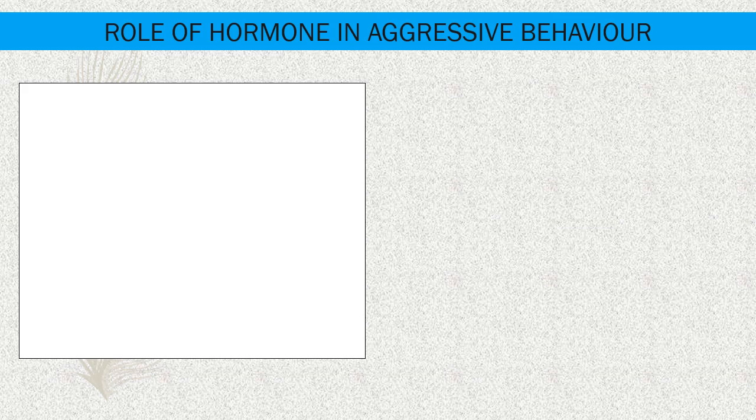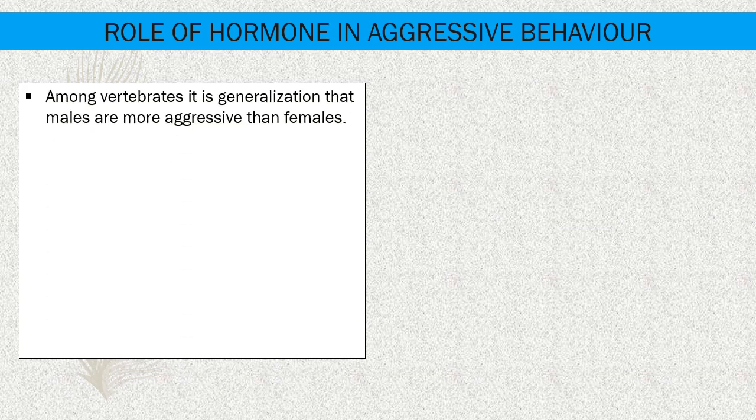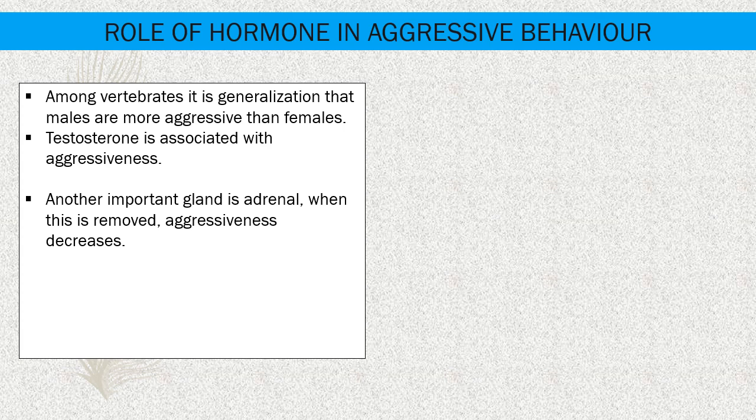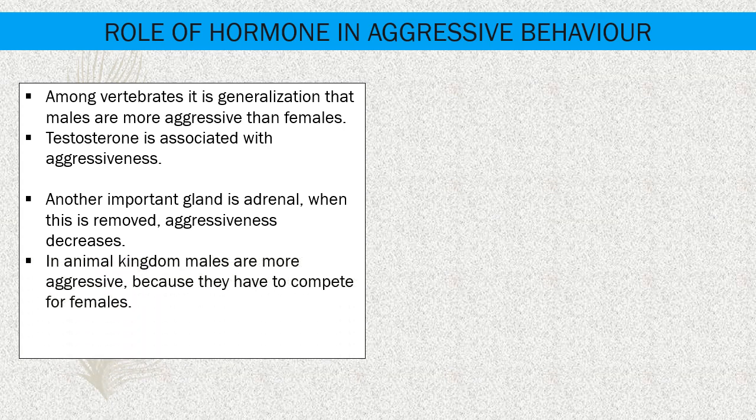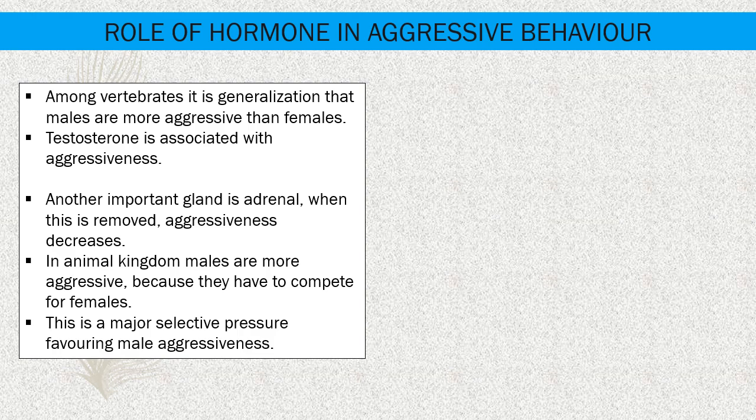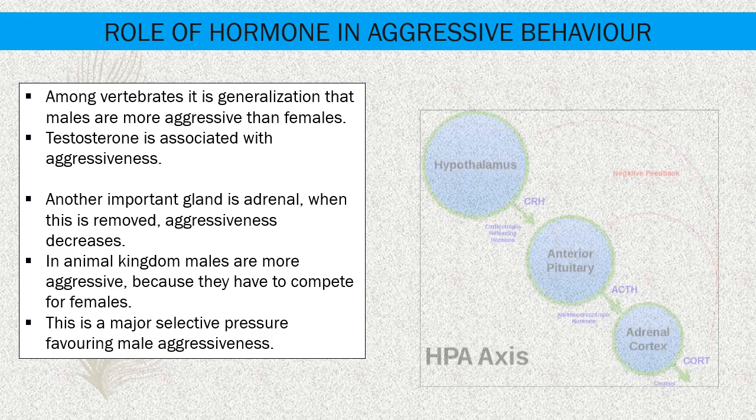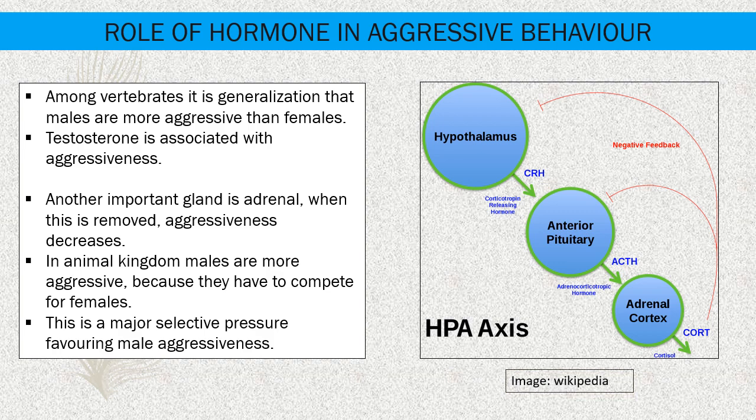Now, the role of hormones in aggressive behavior. Among vertebrates, it is a generalization that males are more aggressive than females. Testosterone is associated with aggressiveness. Another important gland is the adrenal. When this is removed, aggressiveness decreases. In the animal kingdom, males are more aggressive because they have to compete for females. This is a major selective pressure favoring male aggressiveness.